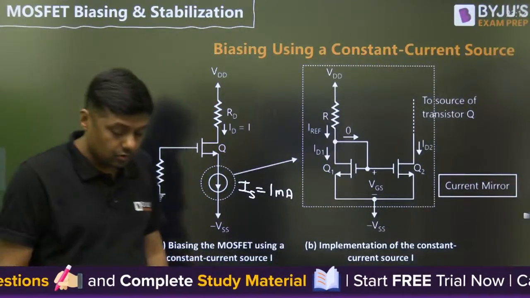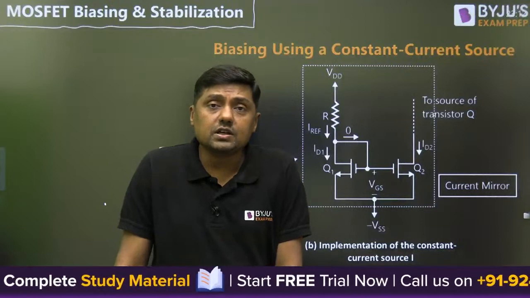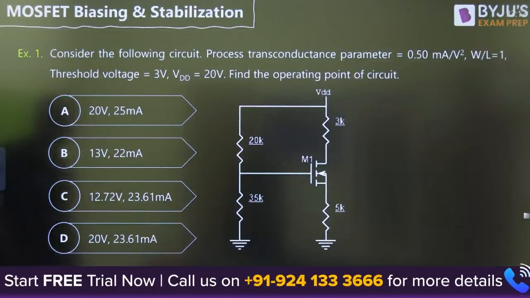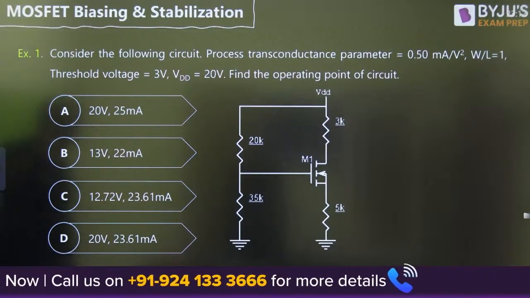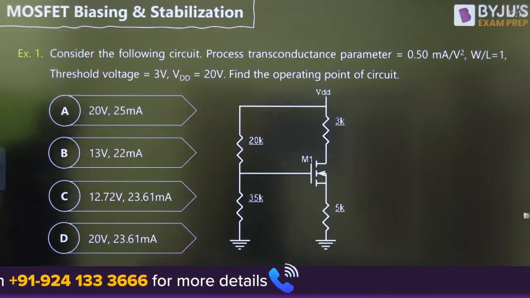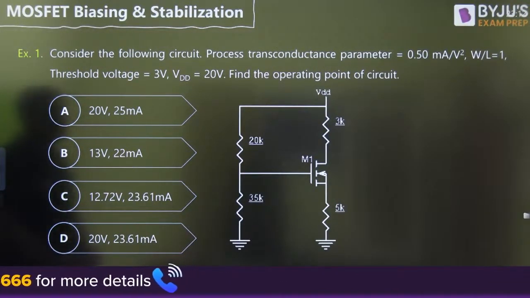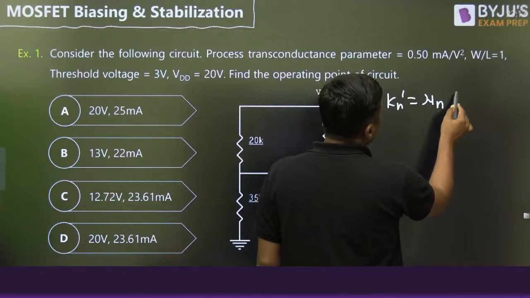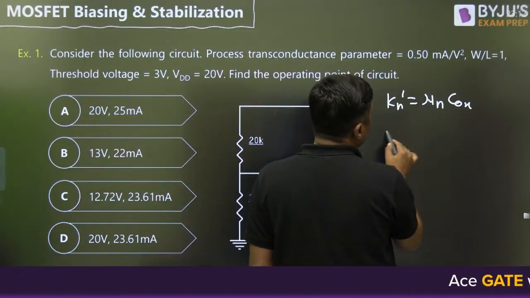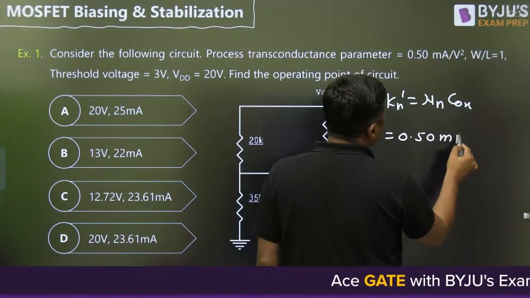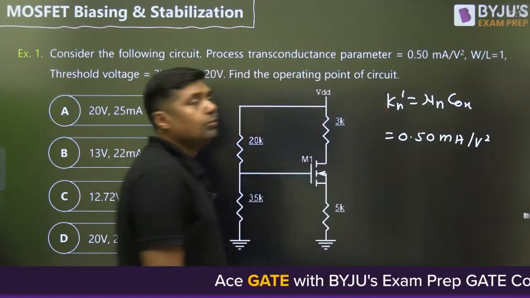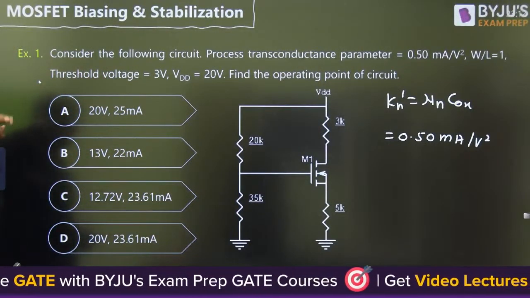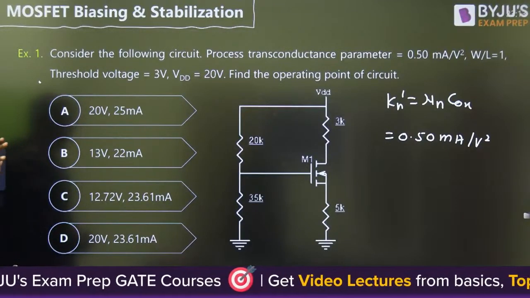If in any numerical the value of ID is given, you can directly use this value. Now we are going to solve some numericals. First one: consider the following circuit. Process transconductance parameter, K n prime, which is mu n COX, is given as 0.50 milliampere per volt square. Aspect ratio W by L is 1. Threshold voltage is 3 volt, that is too high, and VDD is 20 volt. Find the operating point of the circuit.